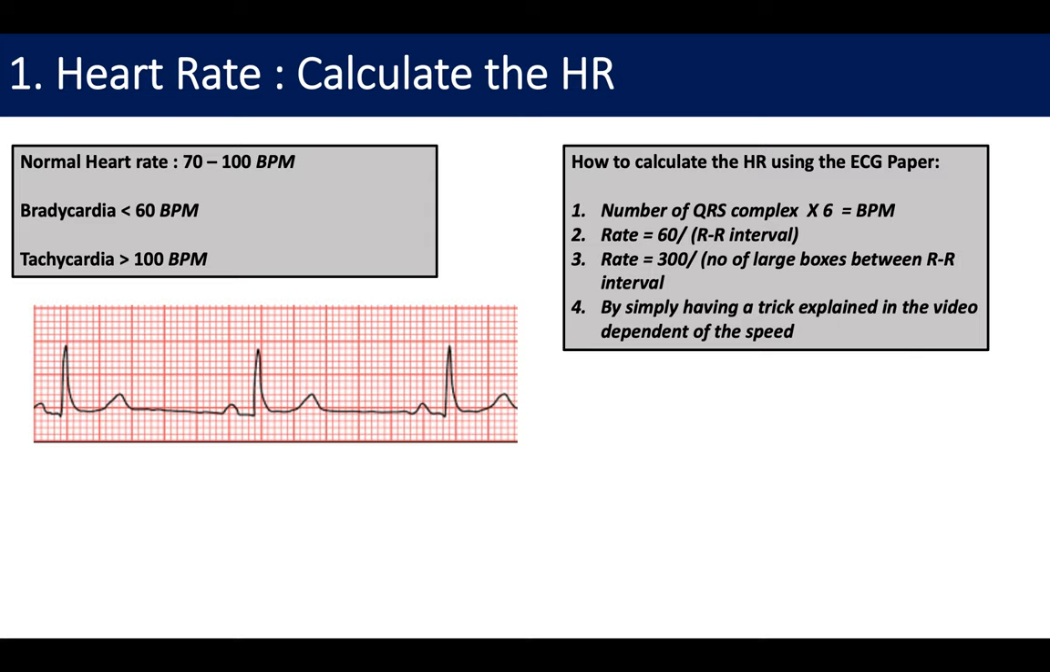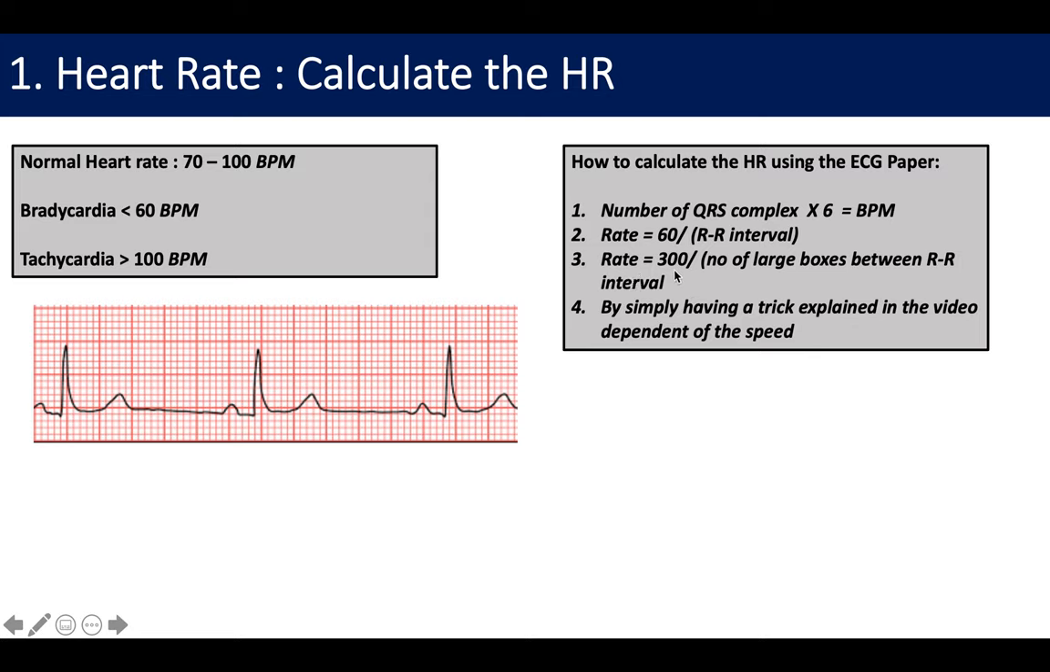In this case, if we take the RR interval, how many big boxes are there? We have 1, 2, 3, 4, 5, 6. Each box is 0.2 seconds. So 6 times 0.2 is 1.2. So 60 divided by 1.2 gives you 50 beats per minute, suggesting this patient is bradycardic.